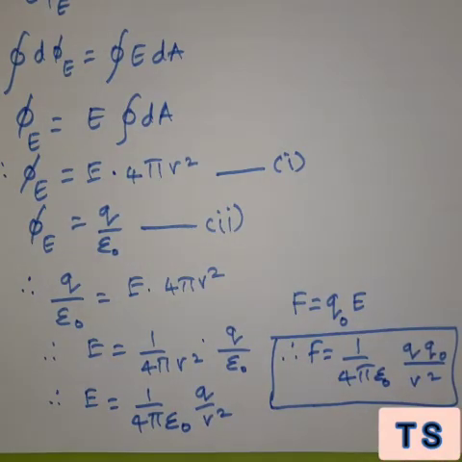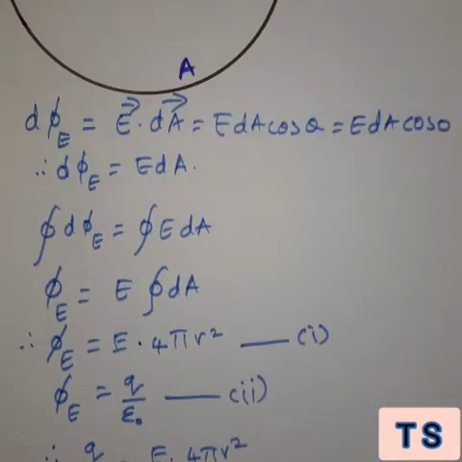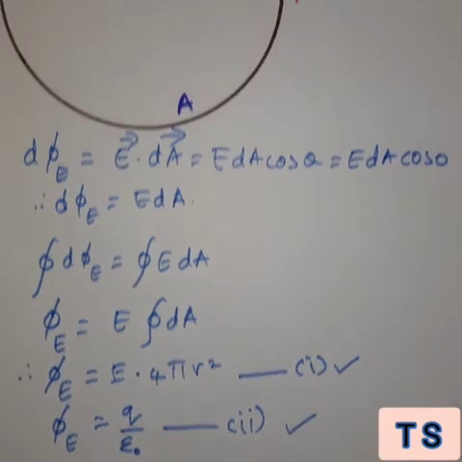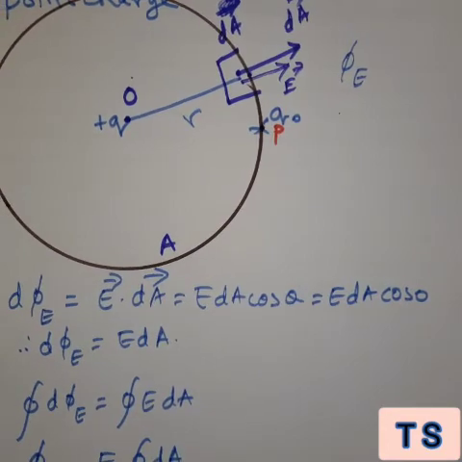So I derived Coulomb's law using the concept of my Gauss theorem and my electric flux. This derivation also can be asked for 3 marks, so you should know this equation. Let's go ahead for the next derivation.